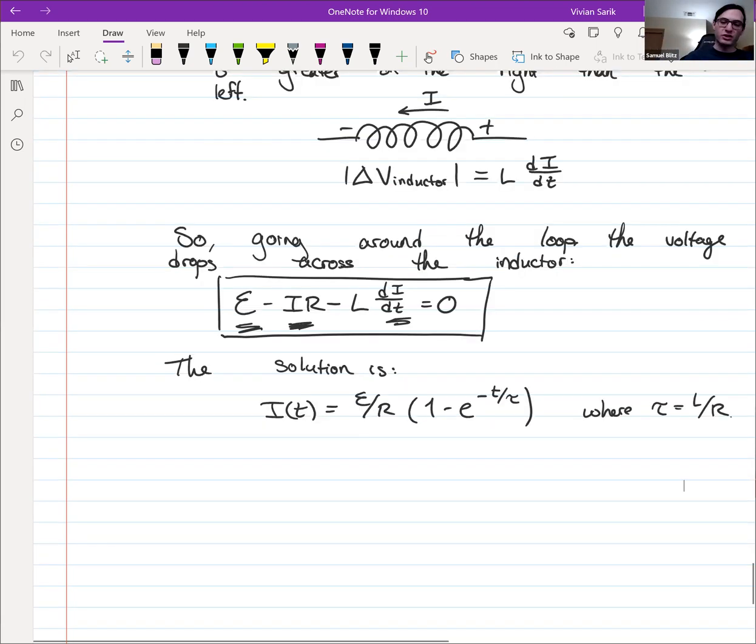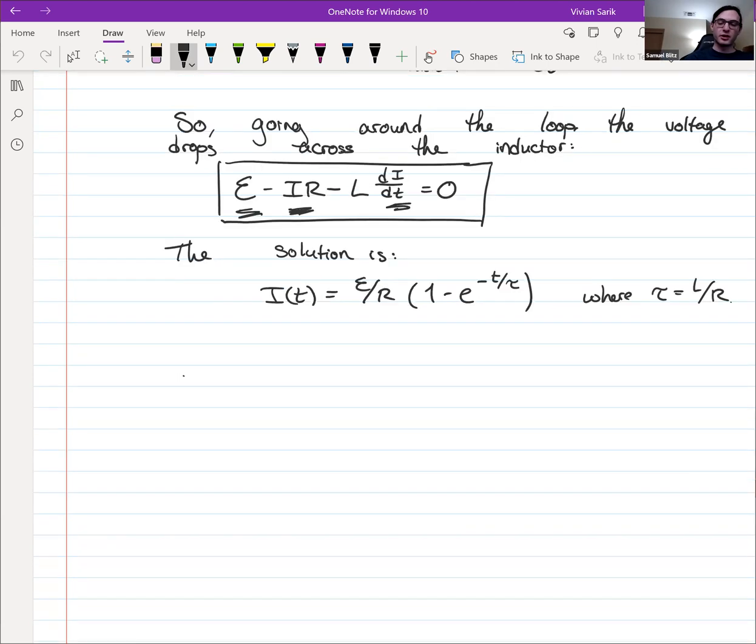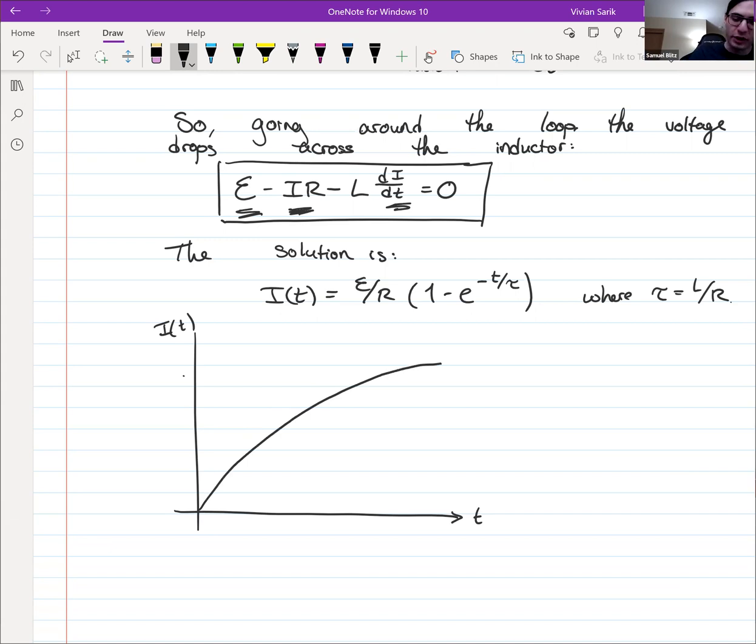So the picture, just to complete this idea, a graph of the current with time, looks something like this. And it looks exactly like a charging capacitor, where this asymptote is at E over R.